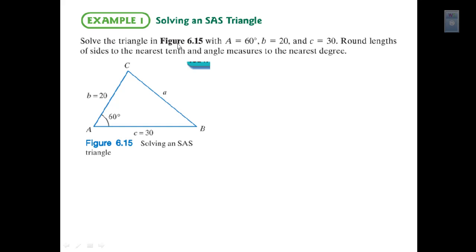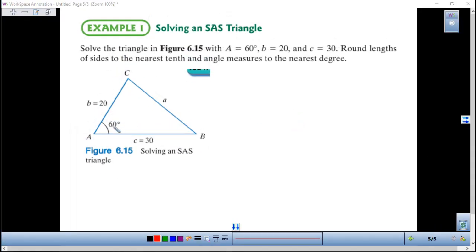All right, solve the triangle in figure 615, that's this one, with A equals 60 degrees, B equals 20, and C equals 30. Round lengths of the sides to the nearest tenth, and angle measures to the nearest degree. So first things first, we don't have ratio A with our given information. We don't have ratio B. We don't have ratio C. So here's our side angle side again, and we see we have none of the ratios we need for the law of sines. So we're going to have to use the law of cosines, and we're going to find side A.